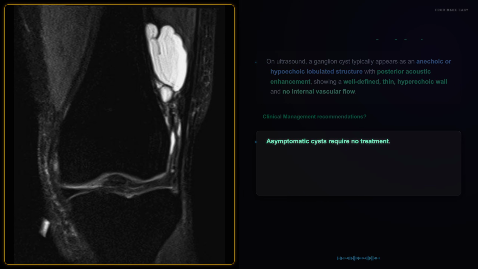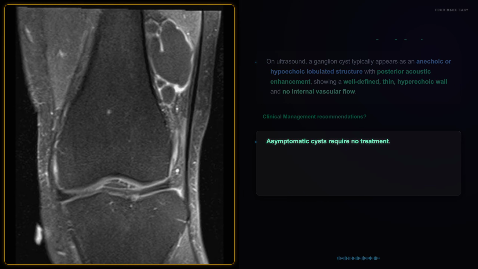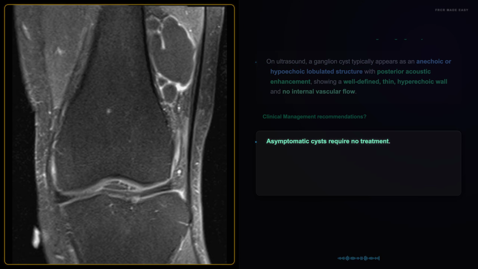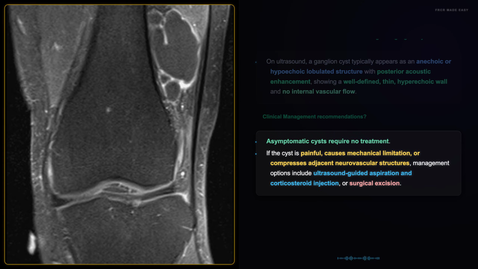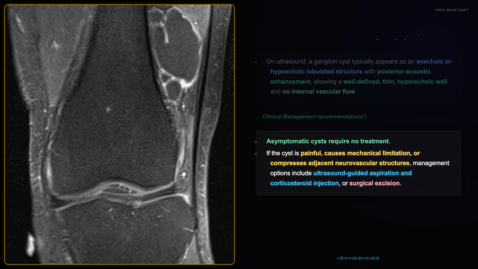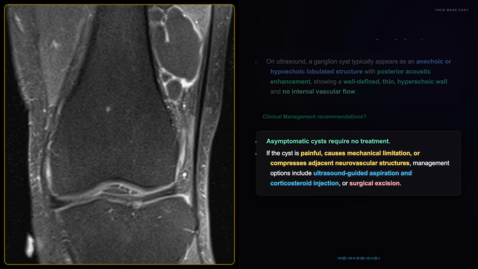Asymptomatic cysts require no treatment. If the cyst is painful, causes mechanical limitation, or compresses adjacent neurovascular structures, management options include ultrasound-guided aspiration and corticosteroid injection or surgical excision.